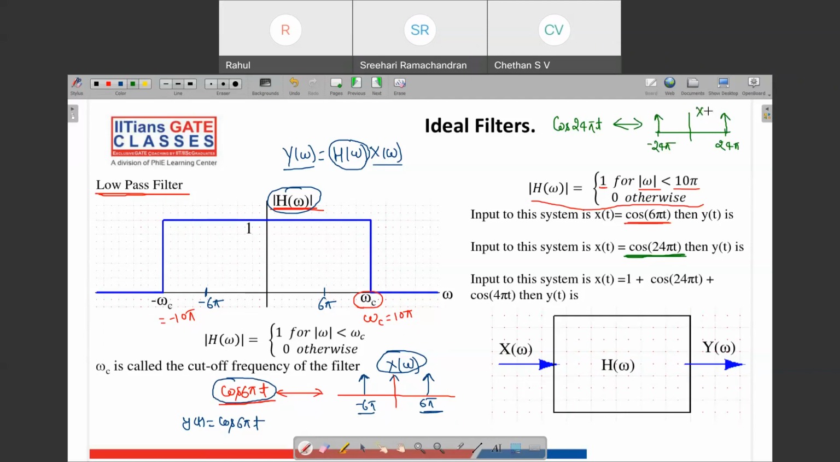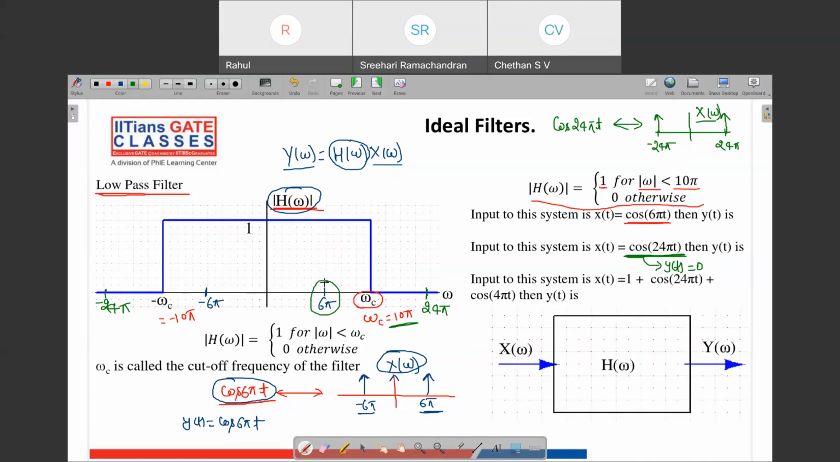Now this is the X of omega, and Y of omega will be given as this X of omega multiplied by this H of omega. If you see, this H of omega is equal to 0 at 24 pi and minus 24 pi. Since H of omega is equal to 0 at this frequency of interest, the output will be equal to 0. So this is how the filter is working. It is rejecting the signal which is above the cutoff frequency, which is 10 pi here, and passing the signal which has a frequency less than the cutoff frequency.